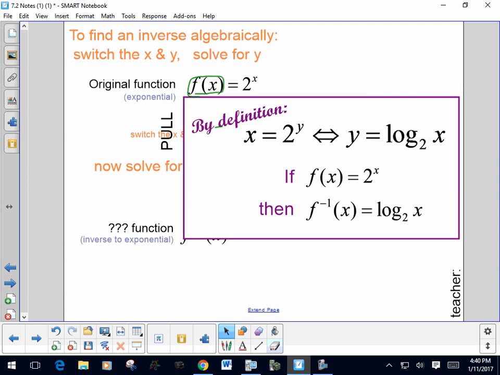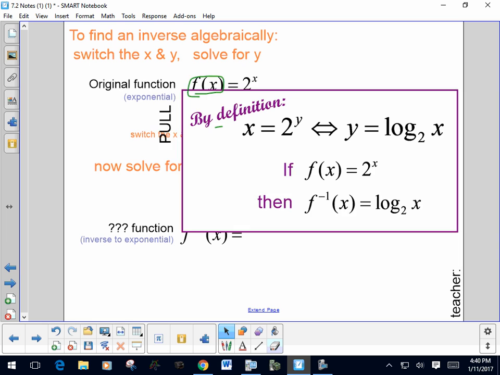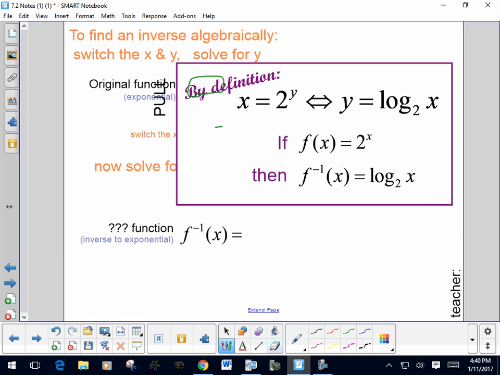We're going to call that operation, if you will, to get the y by itself, logarithm. We're going to define logarithm to be the inverse of exponential. So we can't really algebraically find the inverse of x, but we could define it to be the log base 2 of x.